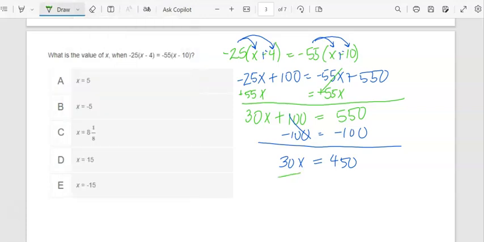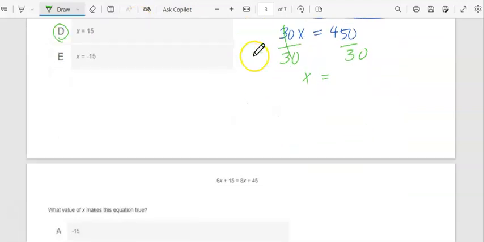Last step, divide by 30. You should put it into your calculator. They are both positives. The 30s cancel. All right, should be 15. Check your calculator to make sure. All right, make sure to write this in your math notebook. Next question.